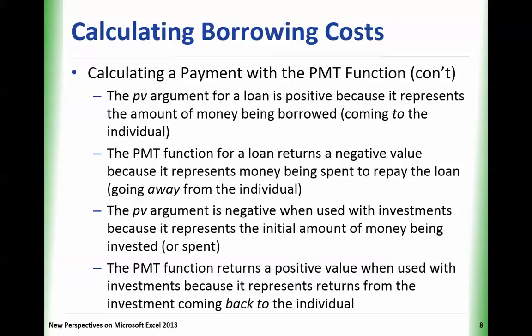The PV argument is negative when used with investments because it represents the initial amount of money being invested or spent. The PMT function returns a positive value when used with investments because it represents returns. So when I'm investing with a bank, I give them a bunch of my money, that's negative. When they give me money back because my investments have done well, that's a positive.